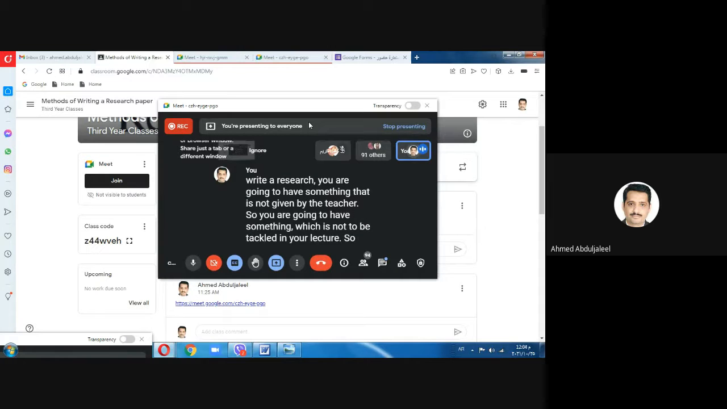So it means that you are going to widen, enlarge, and expand your information in your study. You are going to get something which is not said by your teacher. So you are going to be open to other resources, other information that is not given in your lectures. This is again one of the benefits of writing a research. It means that you are going to have information which is novel to you. You are going to be responsible for this information, not the teacher.